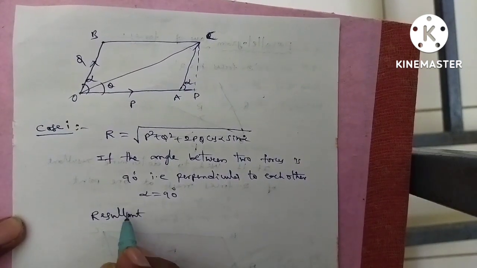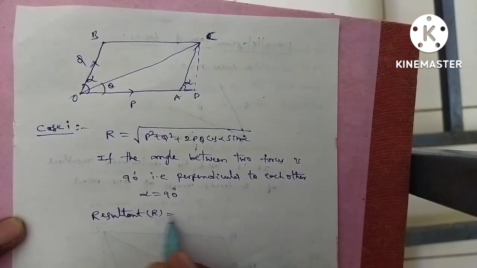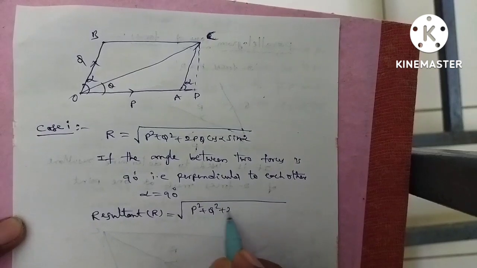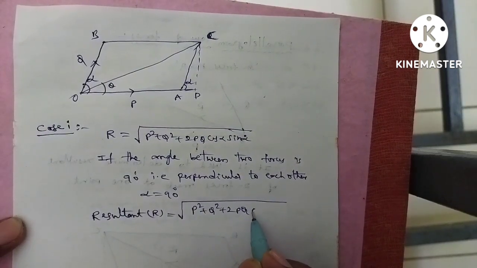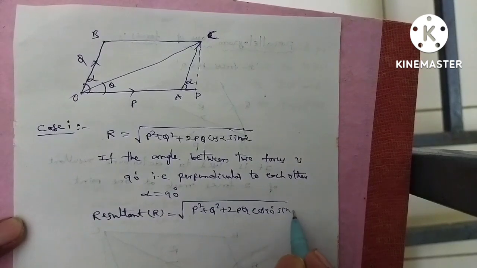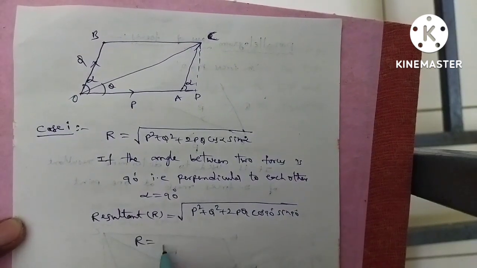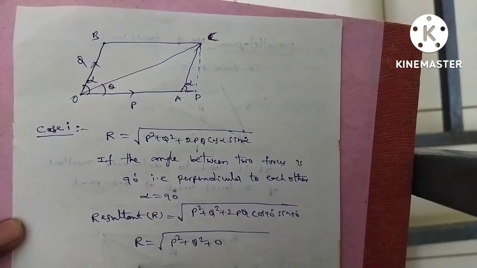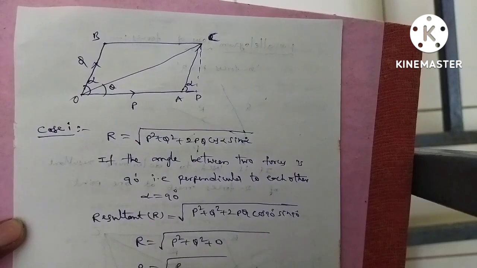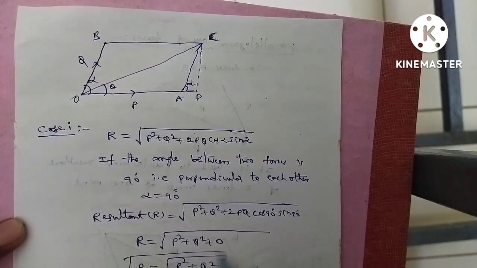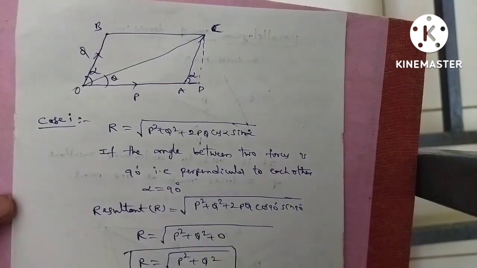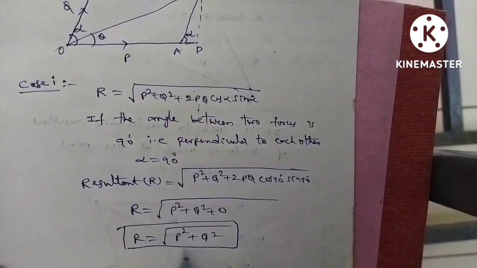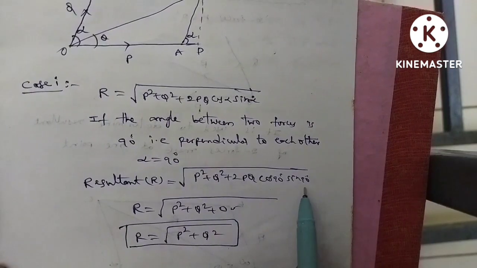So resultant capital R is equal to square root of p square plus q square plus 2pq cos 90. Sin 90 is 1, cos 90 is 0. So finally p square plus q square plus 0. So finally R is equal to square root of p square plus q square. This is the equation for resultant when the two forces are acting at right angles to each other. So this is about case 1, right?